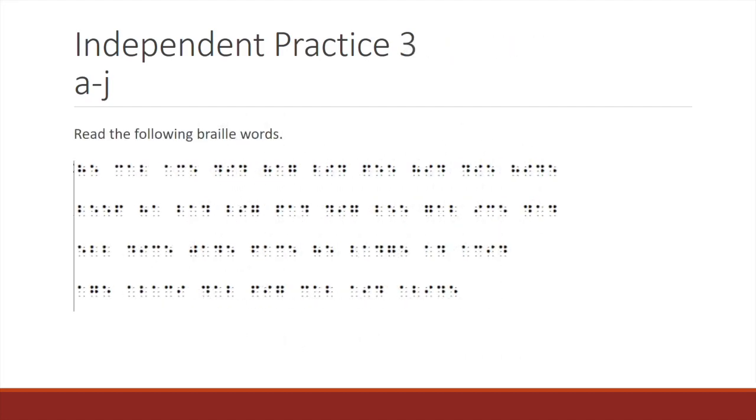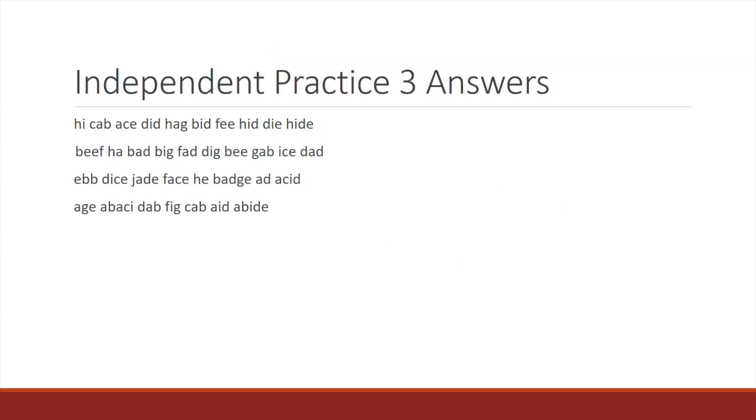The next 2 slides are Independent Practice 3 for the letters A through J. Read the following Braille words. Once you have read them in Braille, move on to the next slide, which contains the answers. Here are the answers for Independent Practice 3.